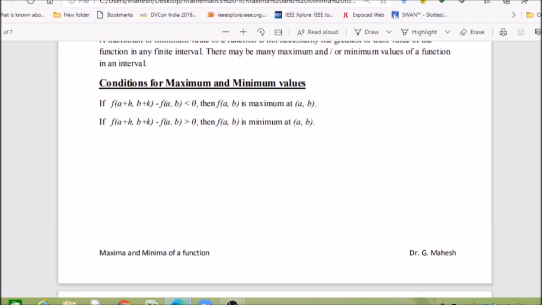If f(a + h, b + k) minus f(a, b) is less than 0, then f(a, b) is maximum at (a, b). And similarly, if the difference f(a + h, b + k) minus f(a, b) is greater than 0, then f(a, b) is minimum at (a, b).